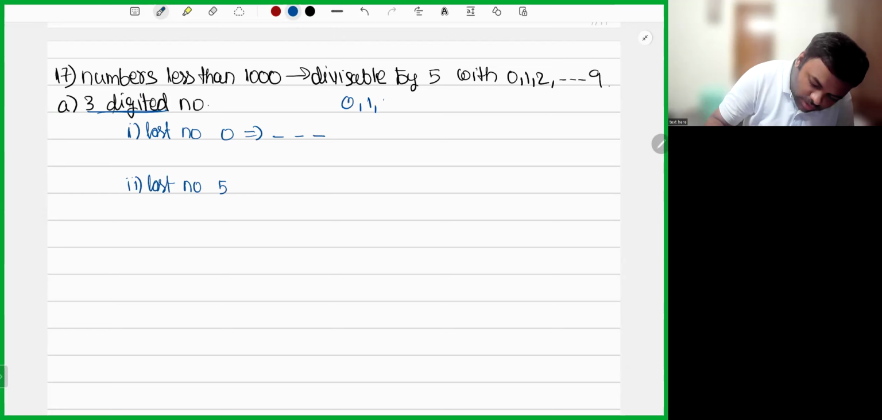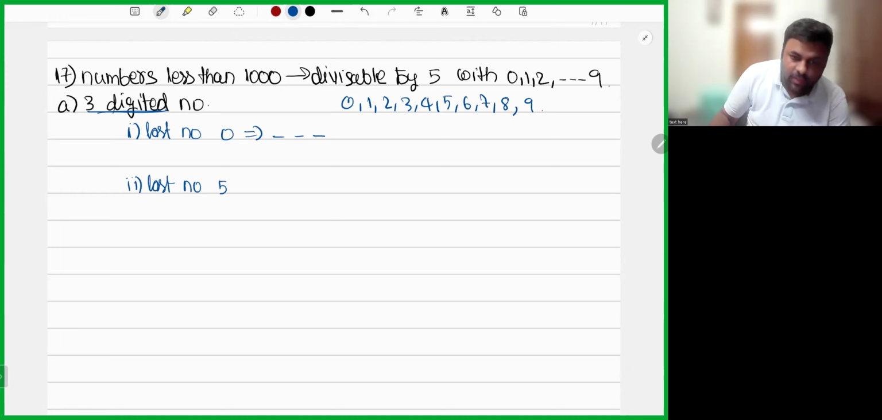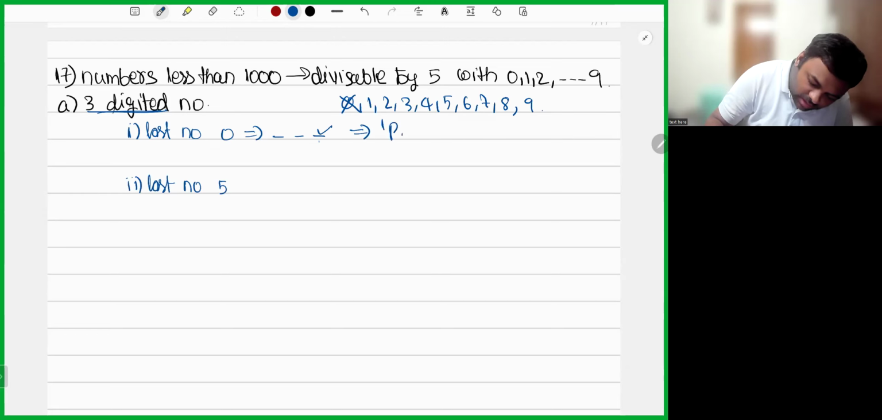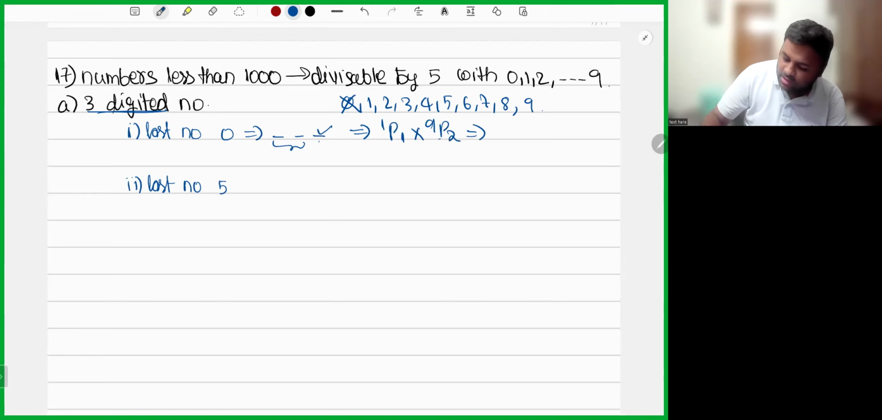0, 1, 2, 3, 4, 5, 6, 7, 8, 9. Last number 0. Take this 0 and place here. How will you keep one number in one place? 1P1. Balance 9 numbers are left. 9 numbers can be kept in two places in 9P2 ways. So 9 into 8, 72.